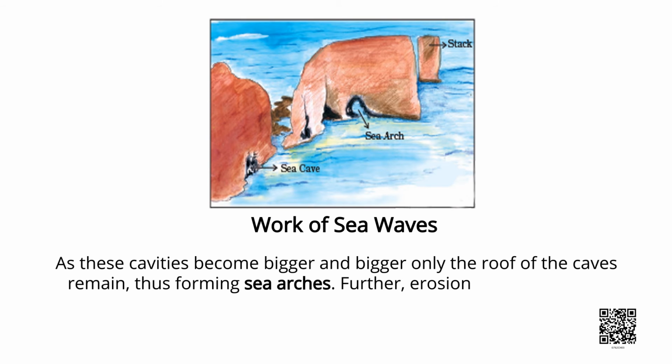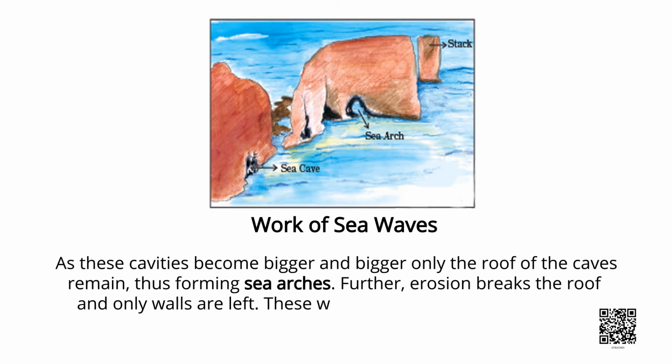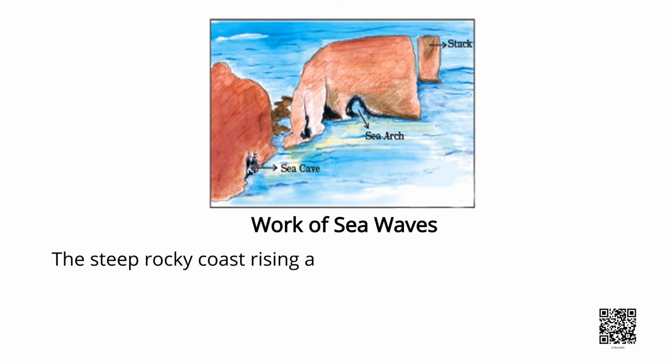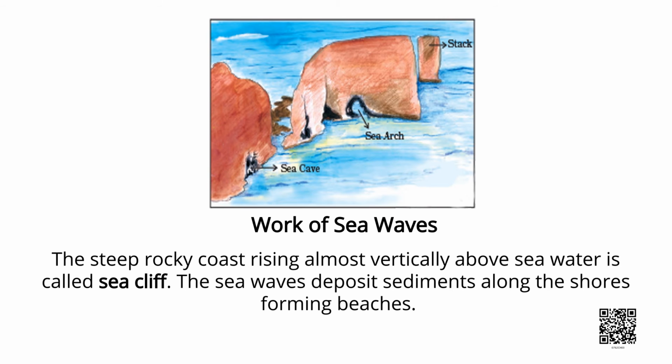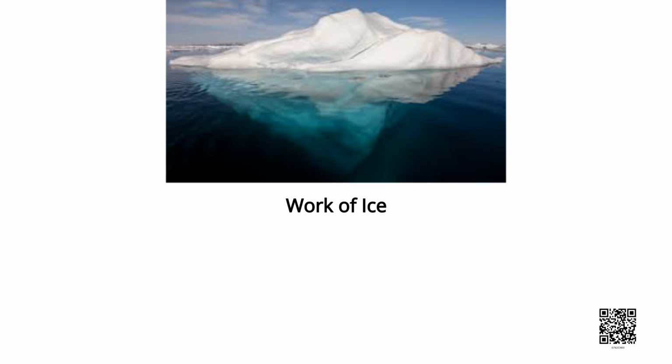Further, dear children, erosion breaks the roof and only walls are left. These wall-like features are called stacks. The steep rocky coast rising almost vertically above the seawater is called a sea cliff. The sea waves deposit sediments along the shores forming beaches. So my dear children, now I'm going to tell you about work of ice.